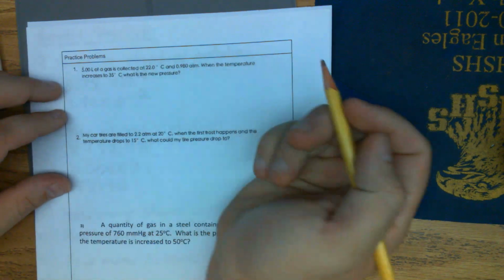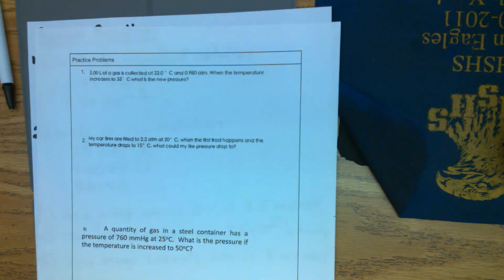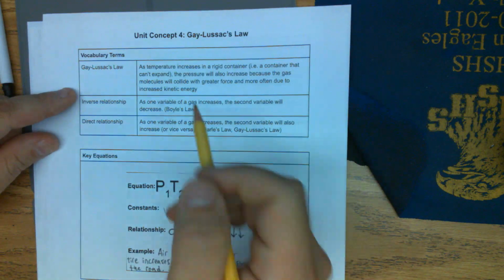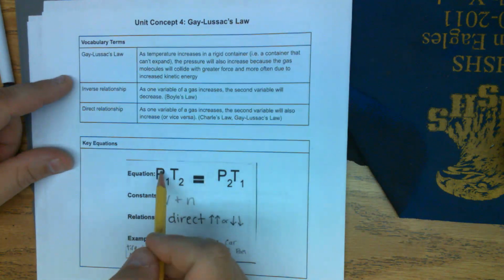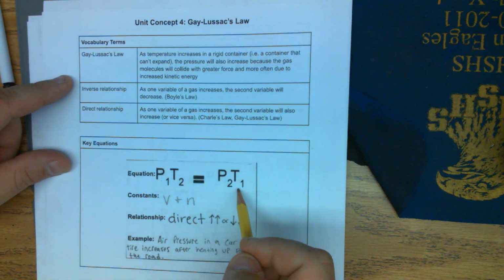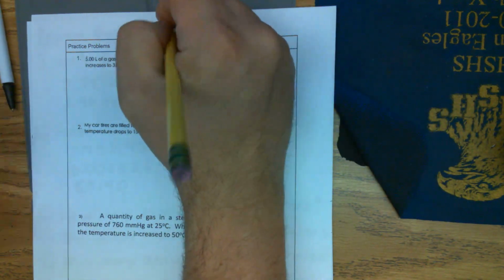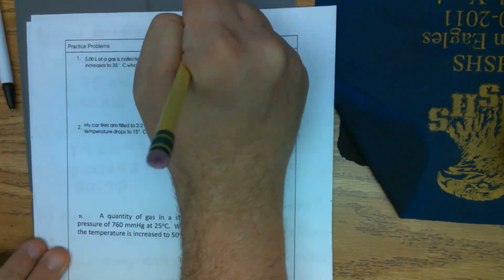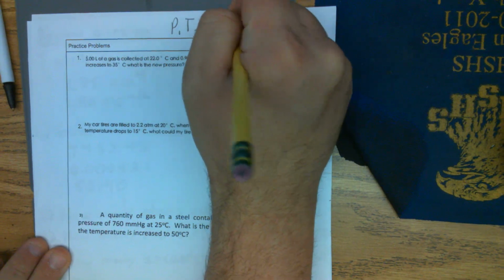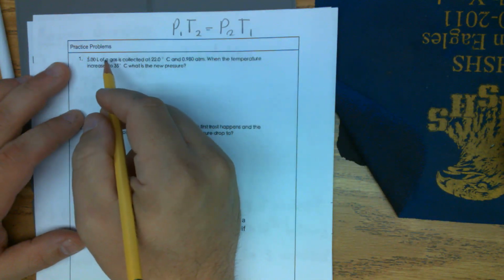All right, we're going to take a look at the Gay-Lussac's law problems. For these ones, we're using the equation P1T2 equals P2T1. All right, let's look at the first one, number one.